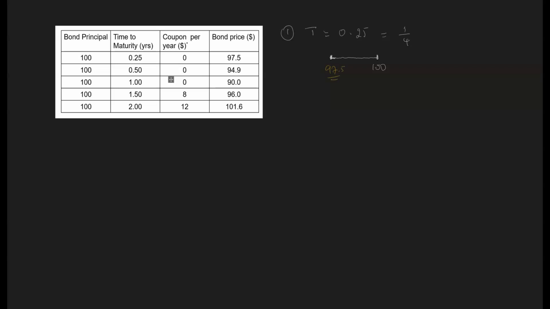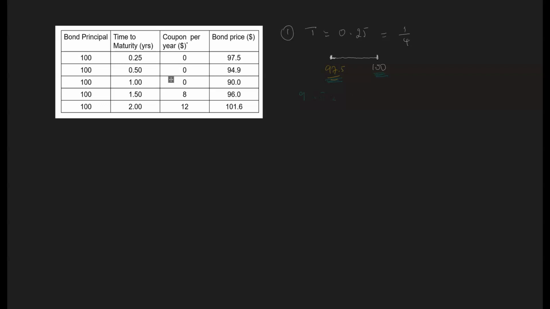So what we're going to do is set up our equation. It is going to be setting up the price of the bond equal to the present value of the $100 at the zero rate. We could do it one of two ways. We could say 97.5 is equal to 100.